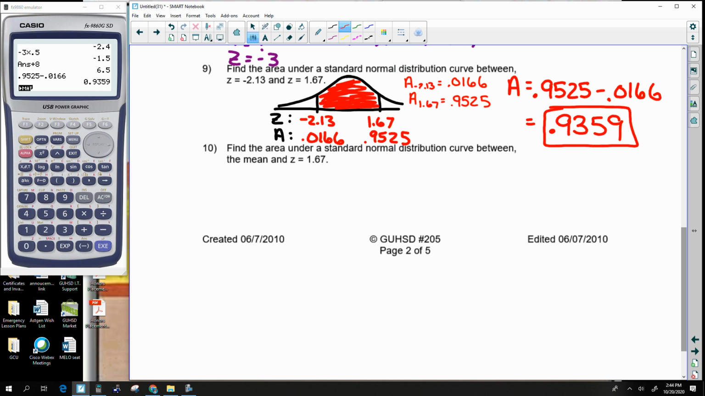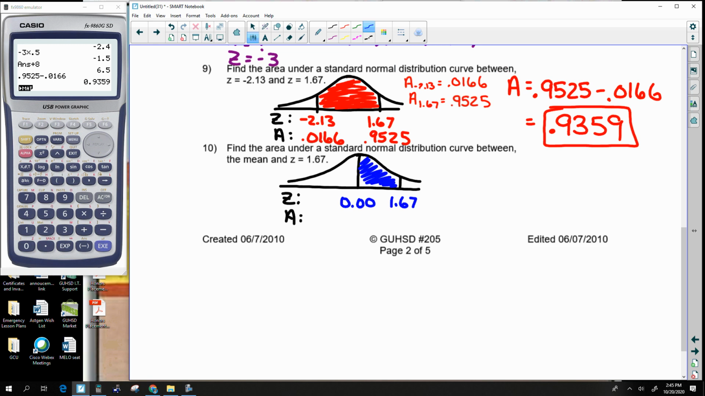Okay, last but not least is this area under the standard normal curve between the mean and a z of 1.67. So this should actually be incredibly easy, as long as you know what the mean means. The mean comes smack dab in the middle. And if something comes smack dab in the middle, that means it is 0 standard deviations away from itself. Okay, it has a z-score of 0.